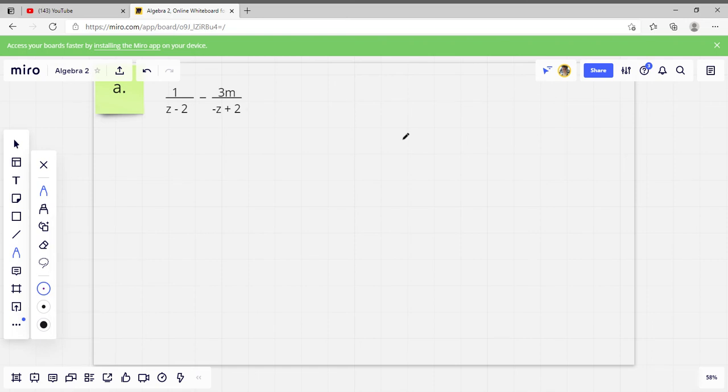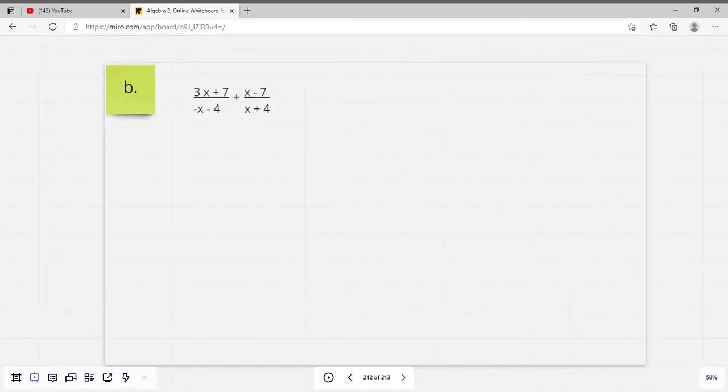So I need to change that by changing its sign. If I change that to a positive, that means I can change that to a positive and that to a negative. So I'm going to have 1 over z minus 2 plus 3m over z minus 2. And I'm going to get 1 plus 3m over z minus 2. And that's the correct answer for that one. That one was pretty easy.